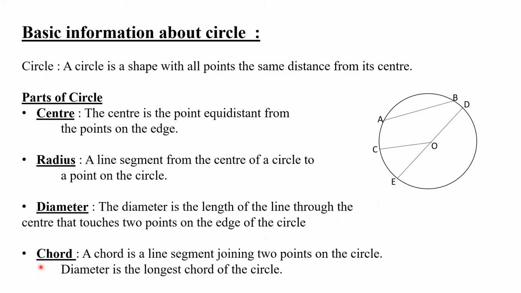Then next part is chord. A chord is a line segment joining 2 points on the circle. So in our figure, seg AB is the chord of the circle. Point A and B join here and form chord AB. And also here D and E, seg DE is also chord of the circle, means diameter is the longest chord of the circle.